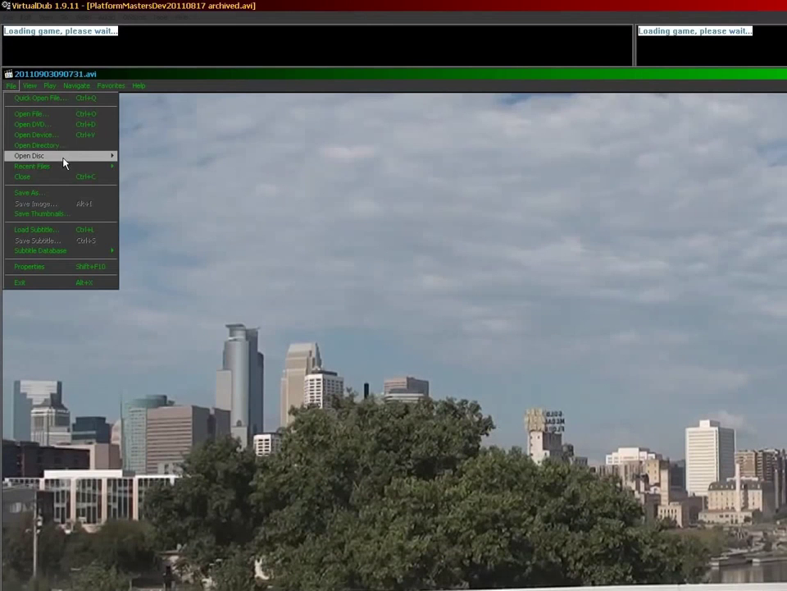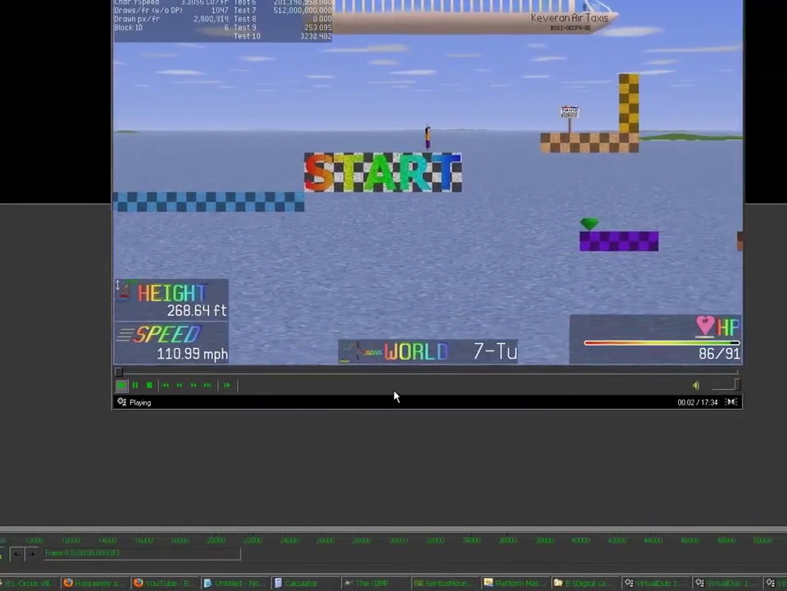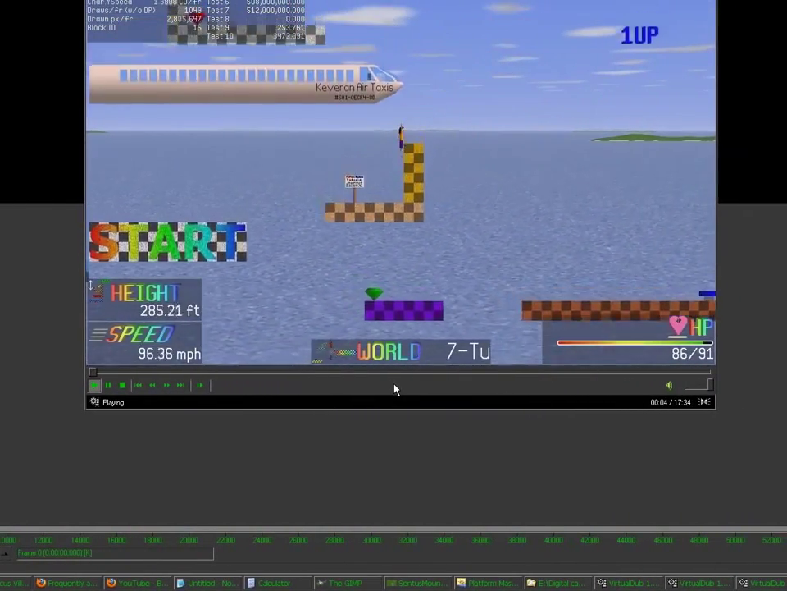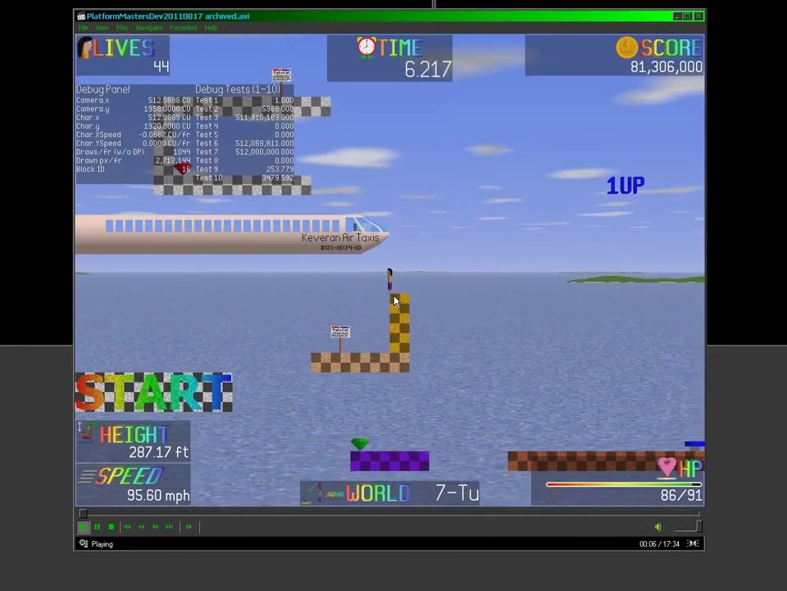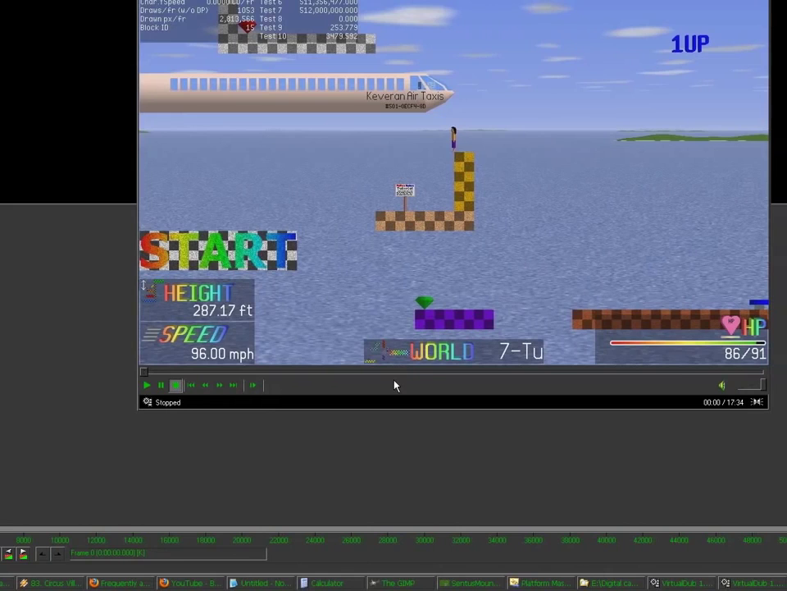Okay, what about my Platform Masters one that I'm telling you about? Well, here it is. Air Taxi. Well, no problems there either. Nice and smooth. Very smooth. I'm actually quite surprised how good this video came out that way.